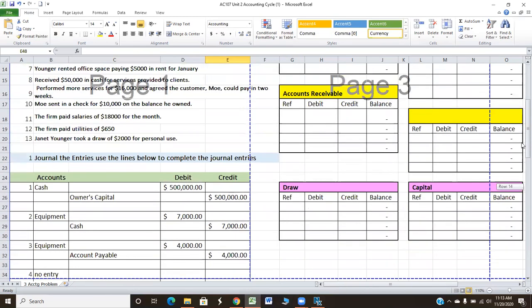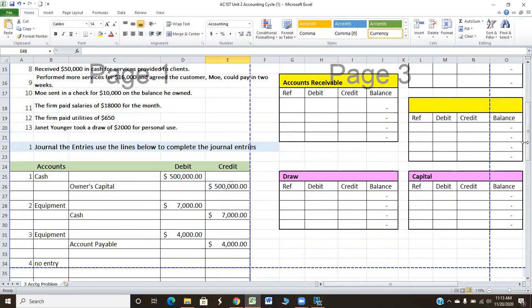Okay. Number 9, performed more services for $16,000 and agreed the customer, Mo, could pay in 2 weeks. So what does that mean? That means Mo is not paying us cash today for these services. So this is the opposite of number 3. We're providing services, we're providing something to the customer, but they're not paying us yet. They have to pay us in the future.